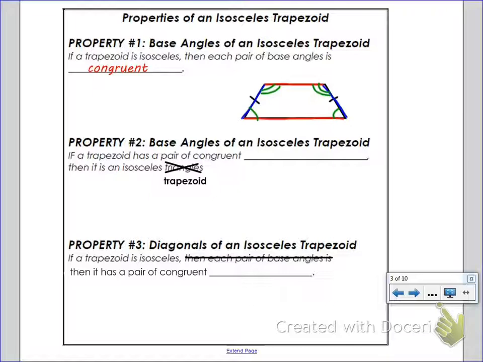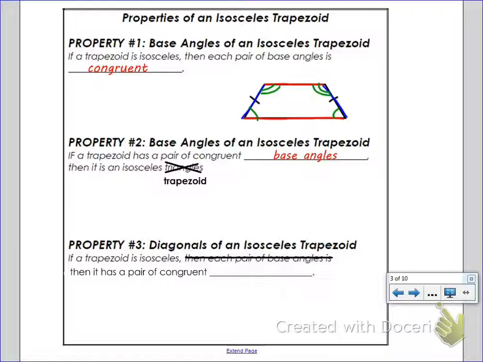The second property about base angles of an isosceles trapezoid is that if a trapezoid has a pair of congruent base angles, then it's an isosceles trapezoid. So this works both ways. It's like the converse of property number one. If a trapezoid is an isosceles trapezoid, then it has congruent base angles. And the converse of that is property two: if a trapezoid has a pair of congruent base angles, then we can say it's an isosceles trapezoid.